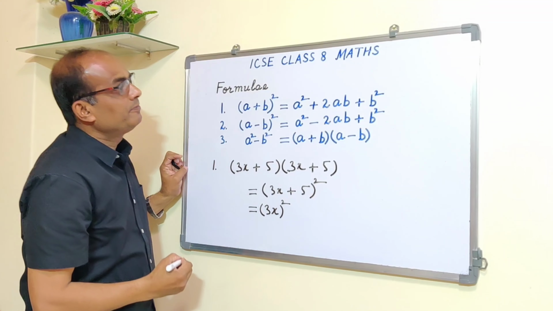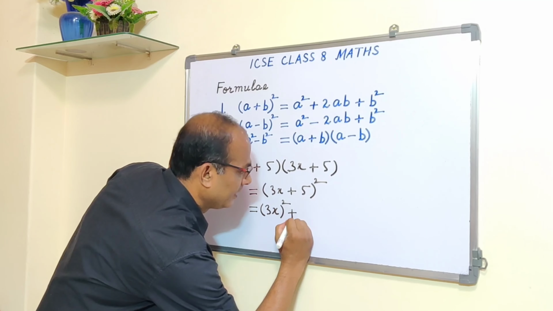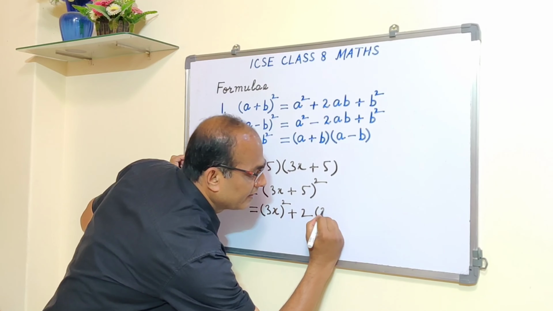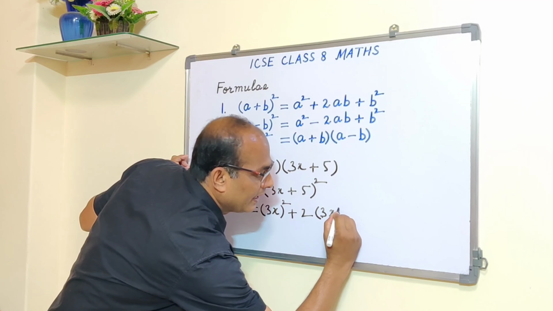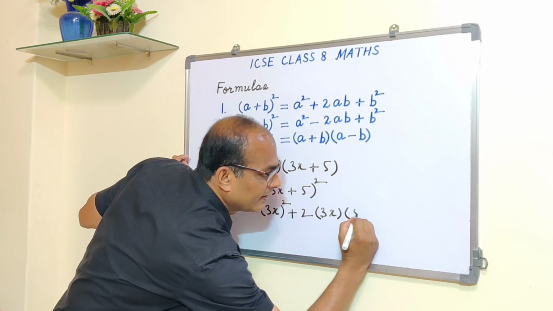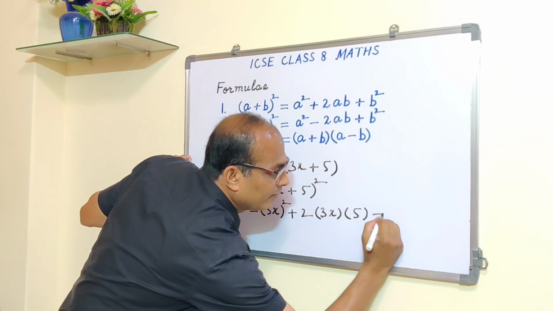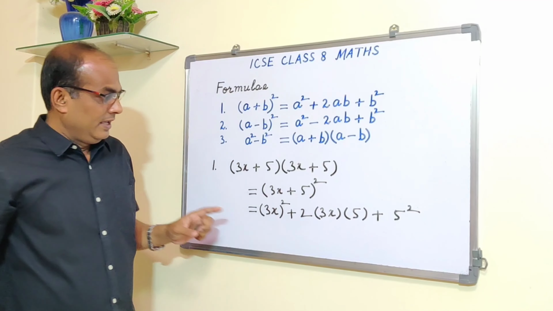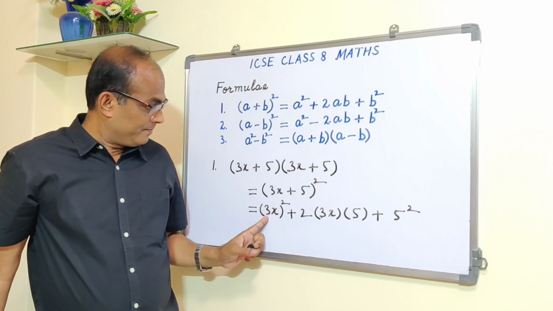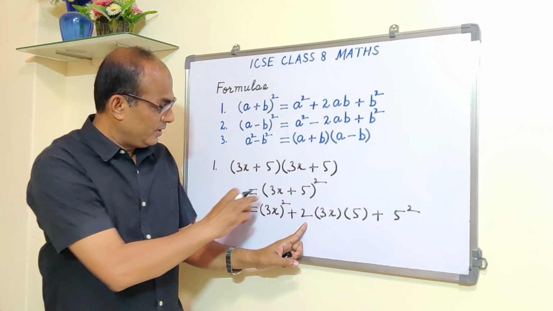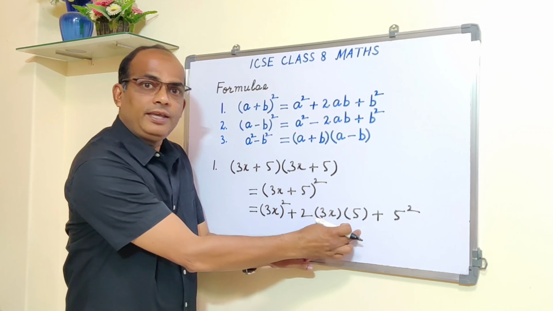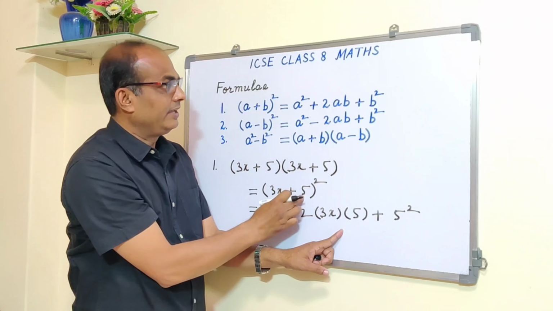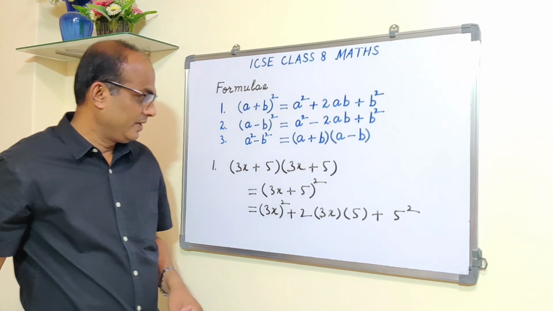Then plus 2ab, where a means 3x and b means 5, and then plus b square means 5 square. So a square plus 2ab plus b square, and in place of b we have 5, so b square means 5 square.